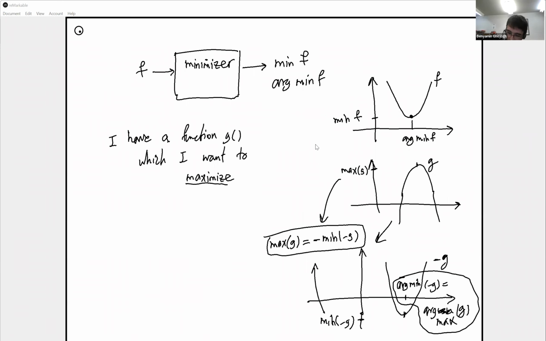Yes. Okay. This is one idea. There is another way to do it too. Can someone say that?